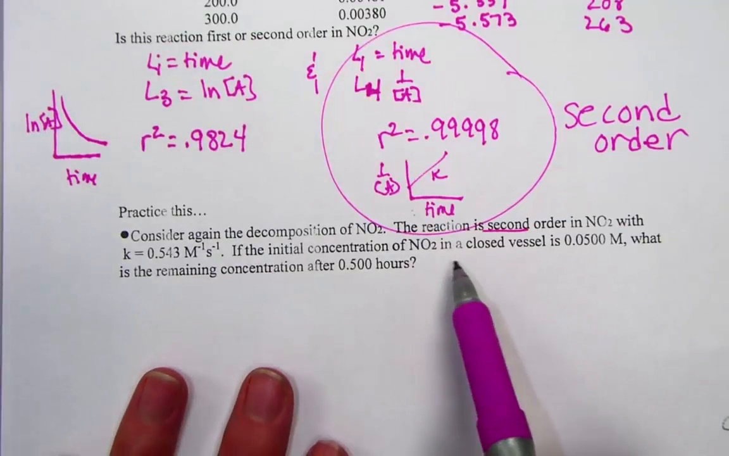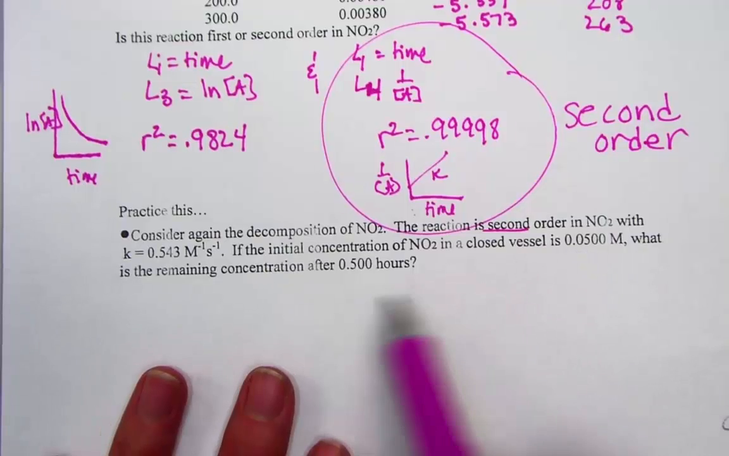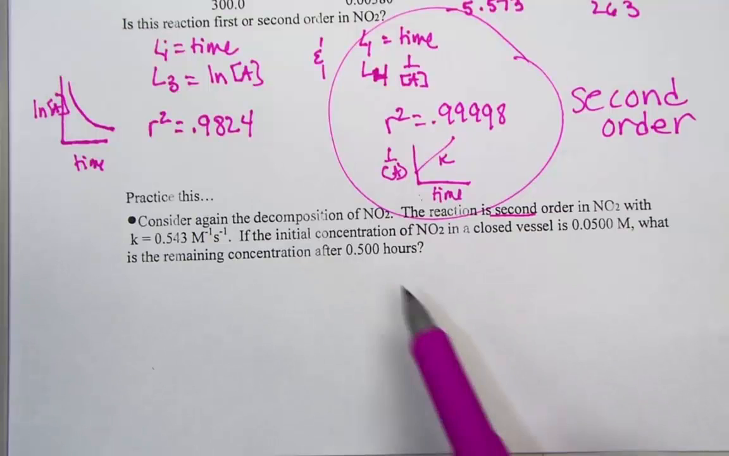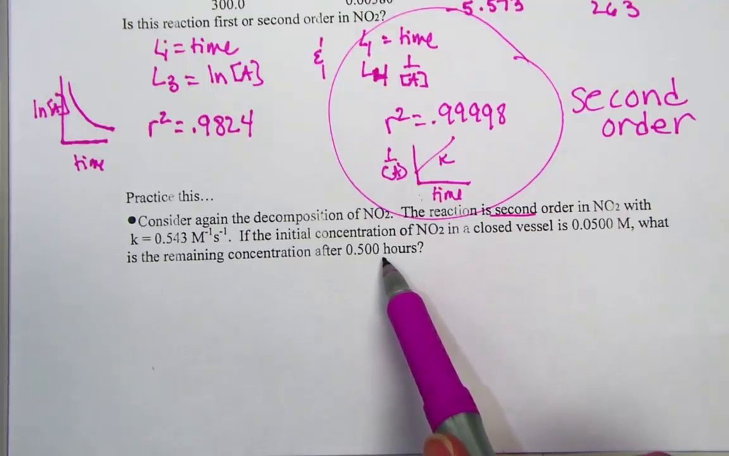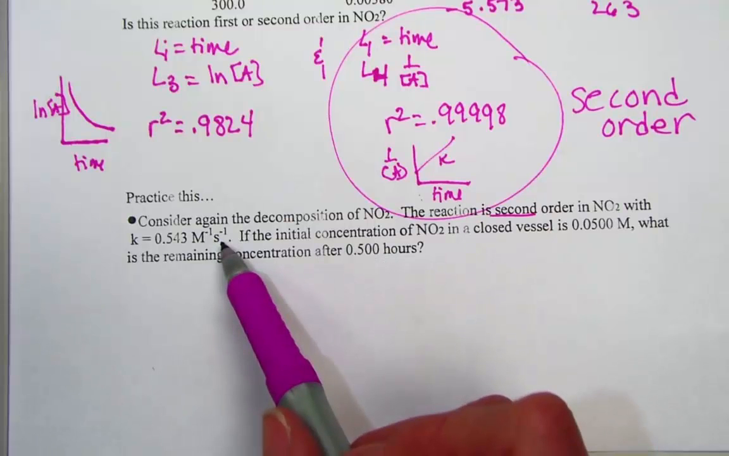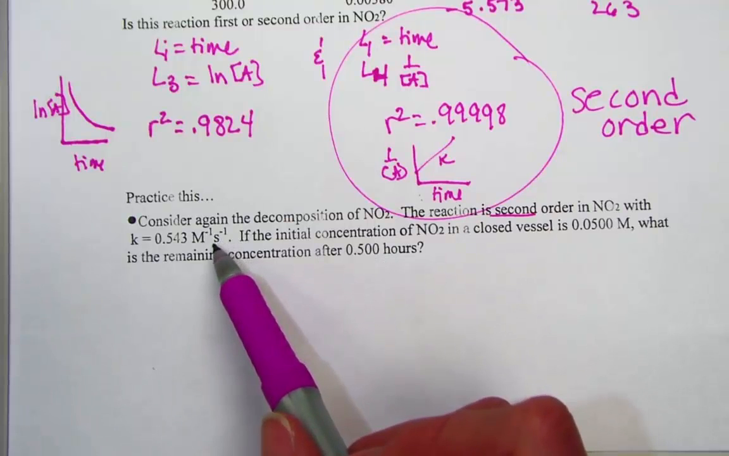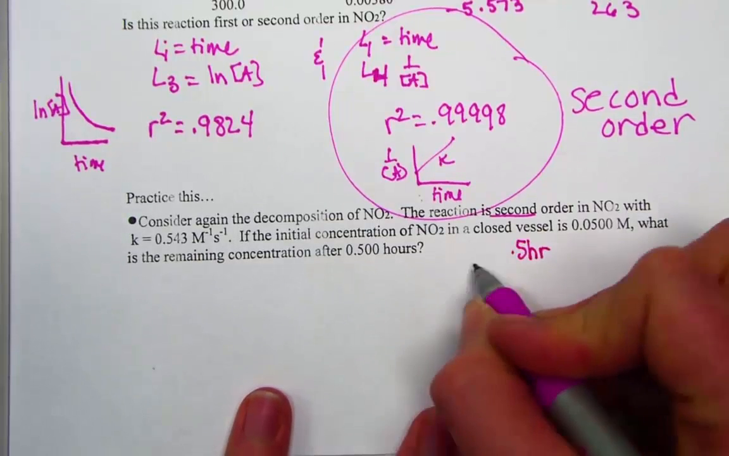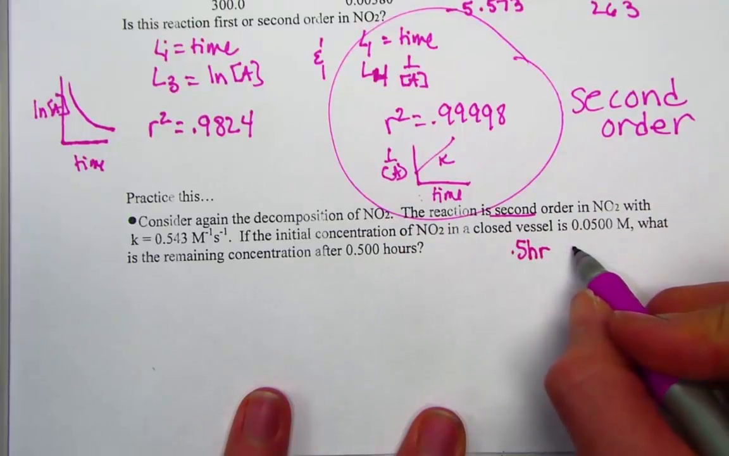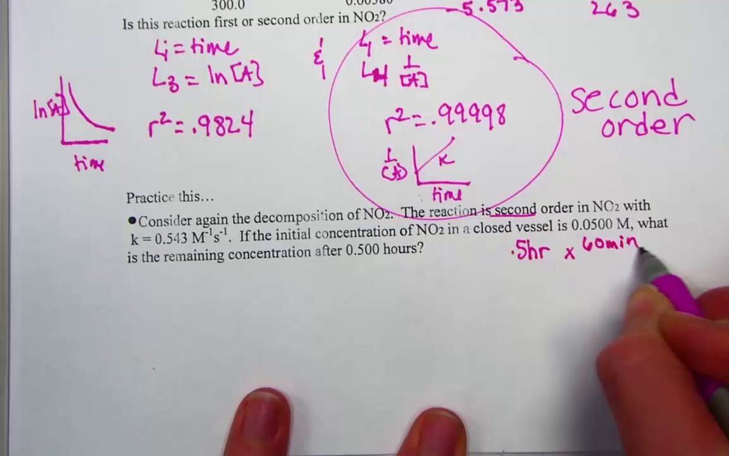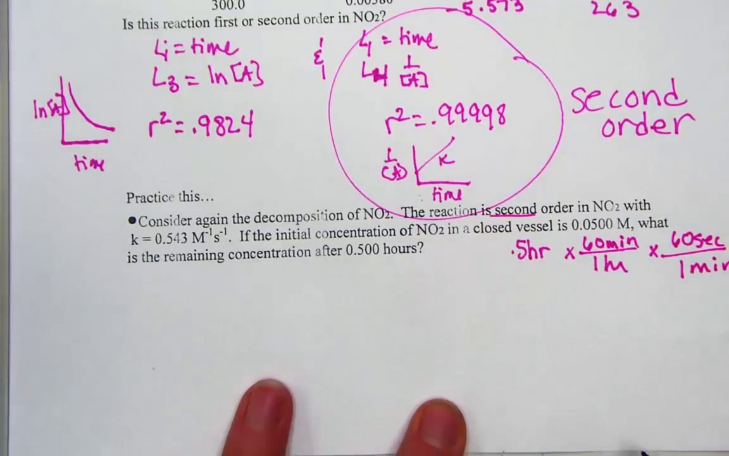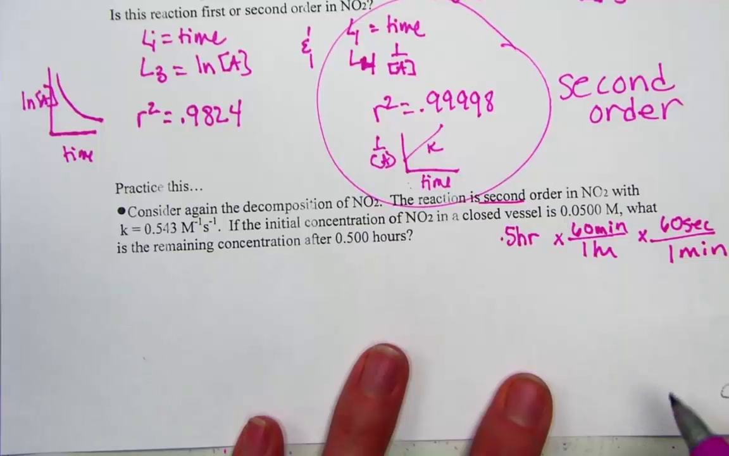If the initial concentration of NO2 is 0.05 molar, what is the remaining concentration after 0.5 hours? There's a little trick here. 0.5 hours, half an hour, but the rate constant is in a per second. So consider that as we're getting ready. 0.5 hours matching into the per second. Here's what I know. There's 60 minutes in an hour, and there's 60 seconds in every 1 minute. So I'm converting half an hour into the number of seconds when I do that.